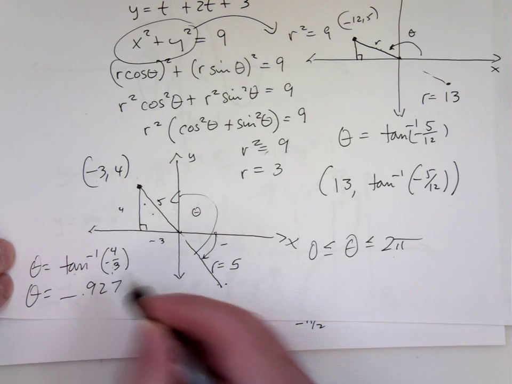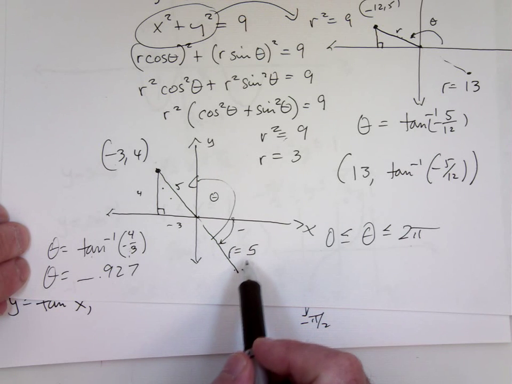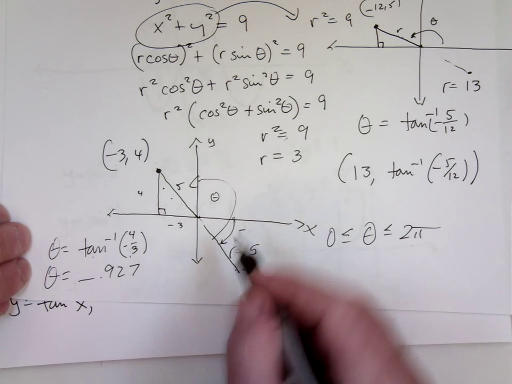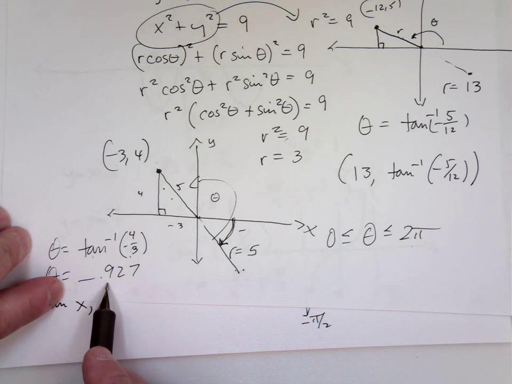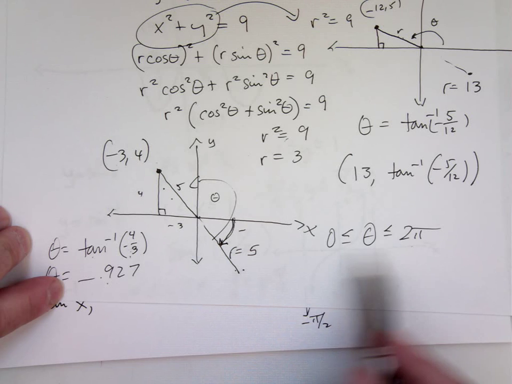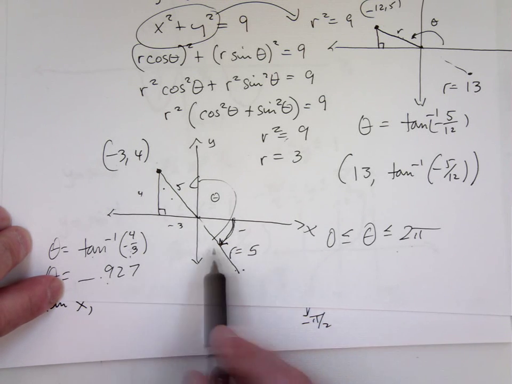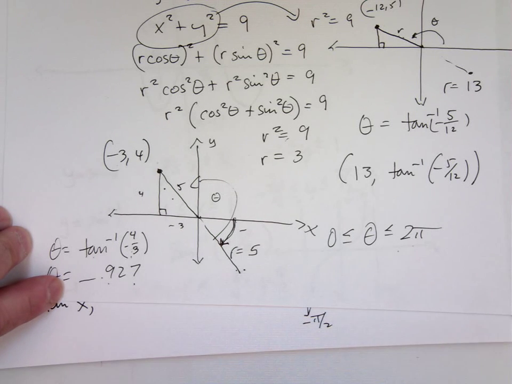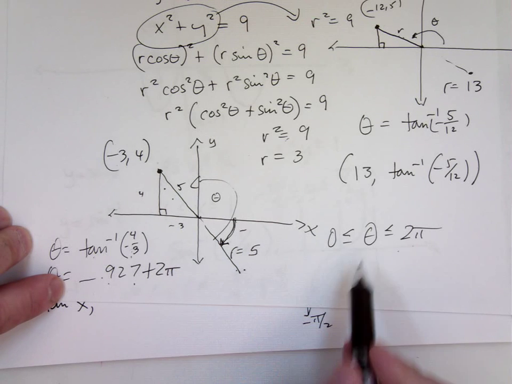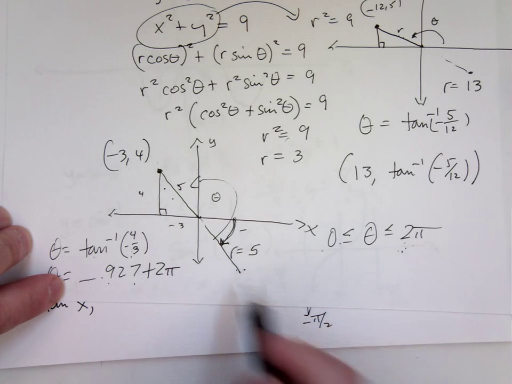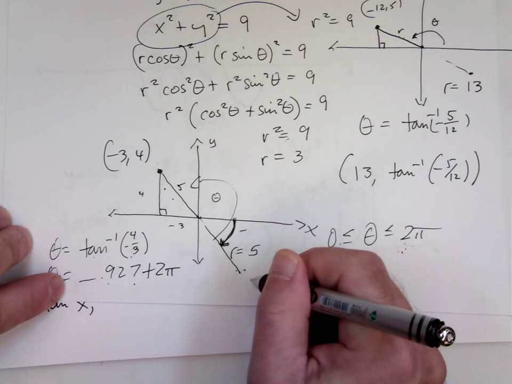Now, we want to use a negative 5 for r. So what do I need? I need this angle right here, which is negative 0.927. But is that in the range they want? No. How do we get an angle in the range they want? Add 2 pi to it. Go all the way around. That'll give you an angle between here and here. And use the negative 5. So what do you get? You get this angle with the negative 5, which moves it up to here.